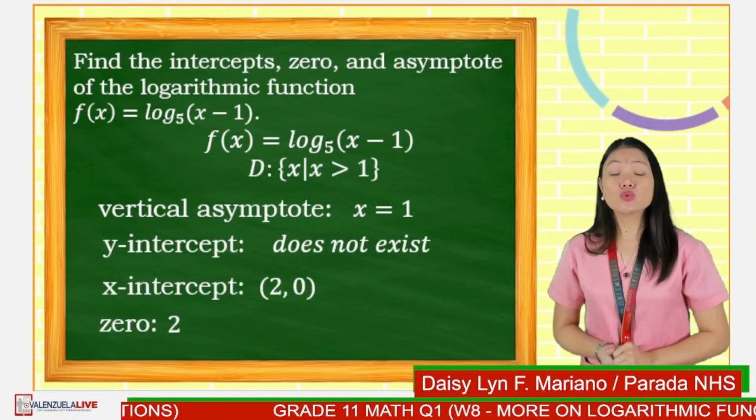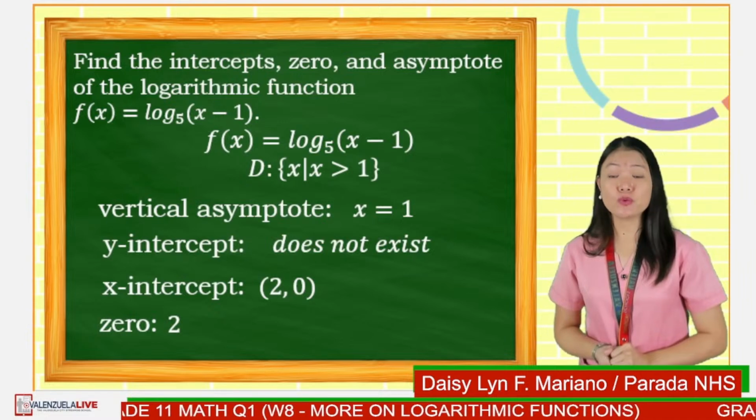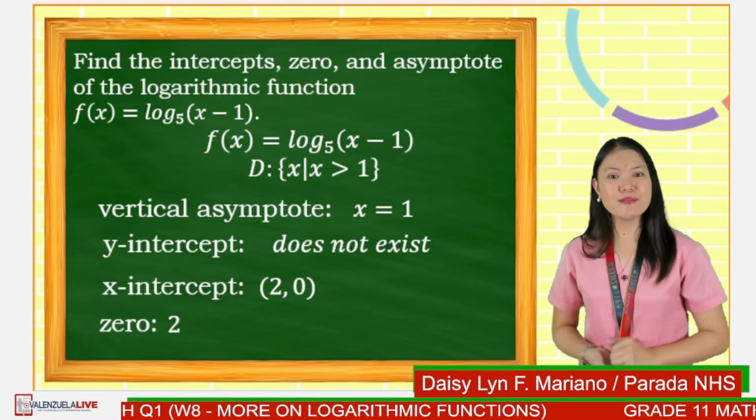The x-intercept is at (2, 0). The computed x-intercept is also the zero, which is 2. Did you get the same answer?